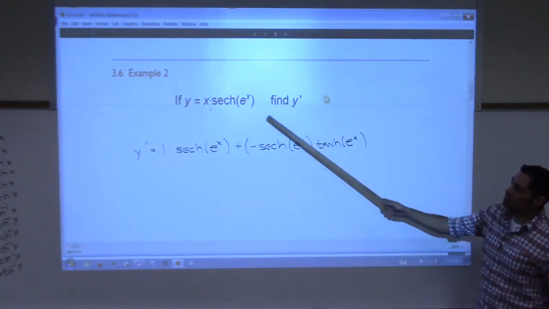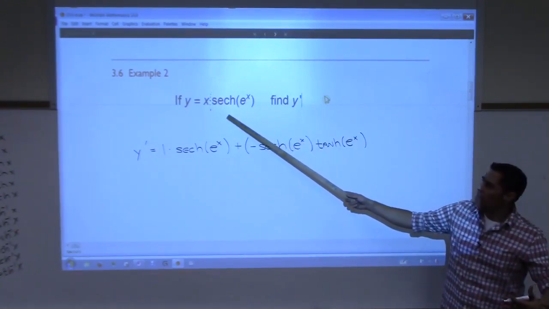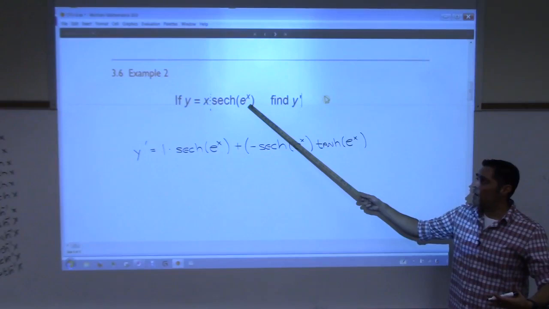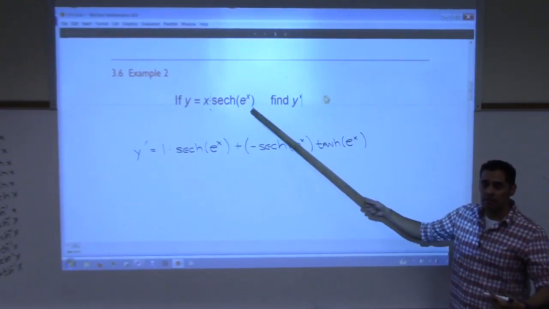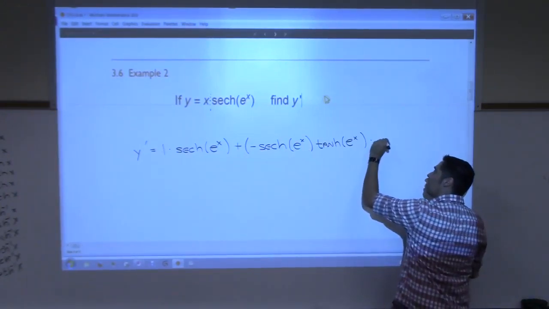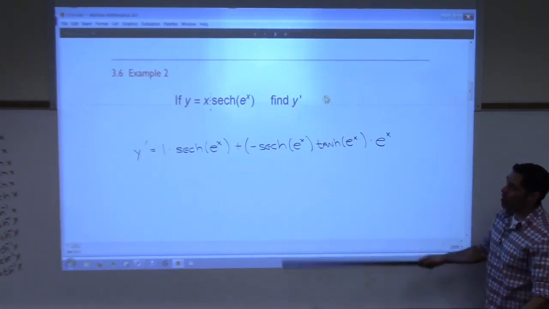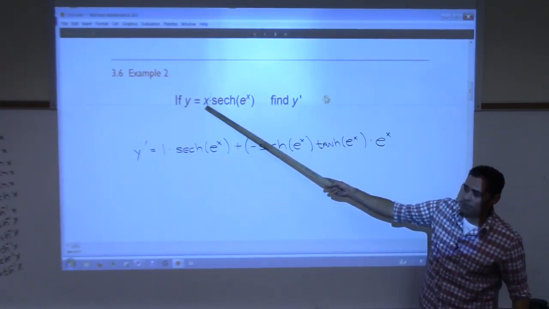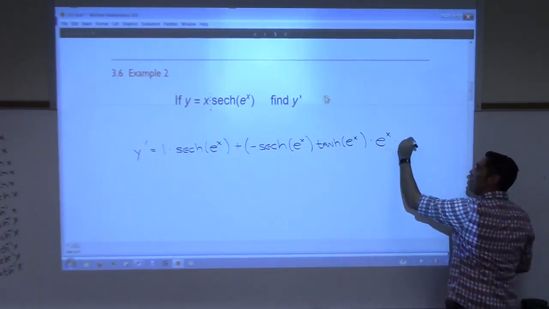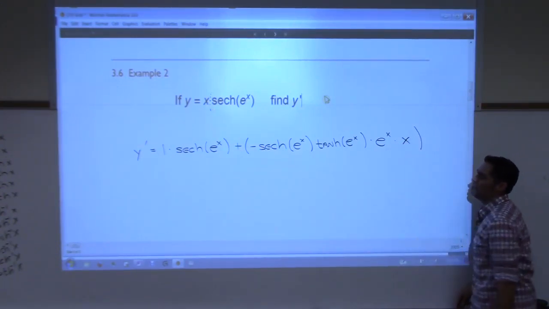And then you're done with the derivative of secant hyperbolic. You have to go inside and take the derivative of e to the x, which is itself. So that gets tacked on to the outside here, right? And then you have to finish off the product rule and multiply it times the first function, which was x. So you've got another x tacked on here. I'm going to close my parenthesis.